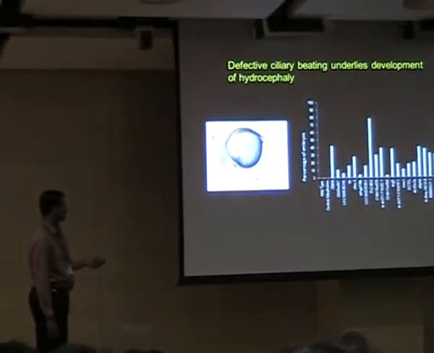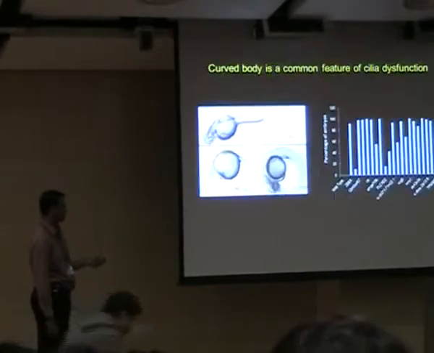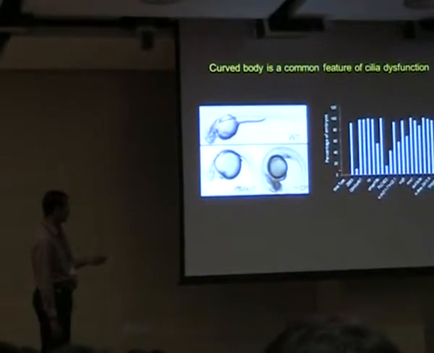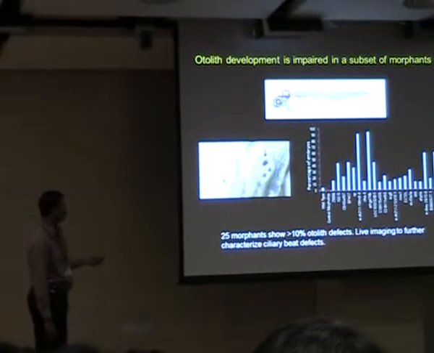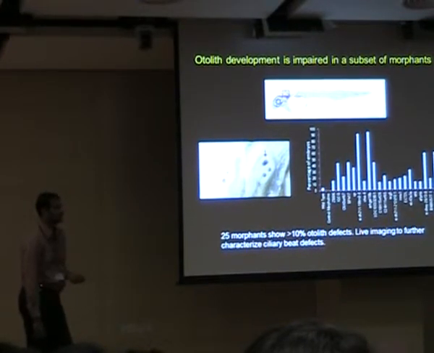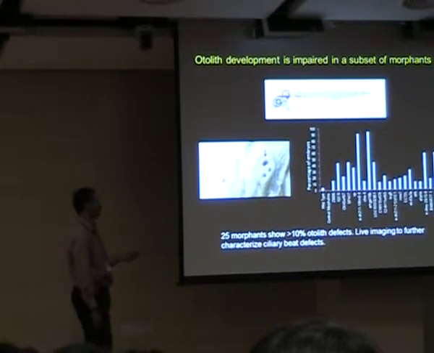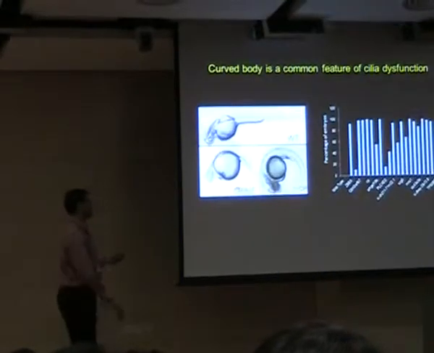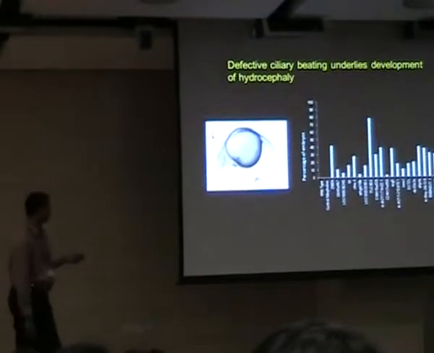What you see here, the wild type and the control do not have any hydrocephaly, they do not have curved body, or the control does not have any otolith, but then the wild type has about 4% of otolith defects. So all these defects that you're seeing are over and above, much higher than what it is in the wild type and control situation.